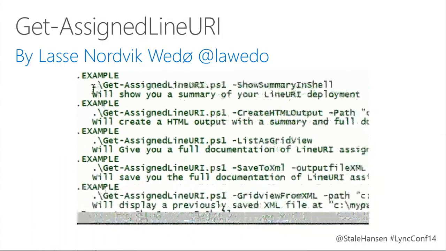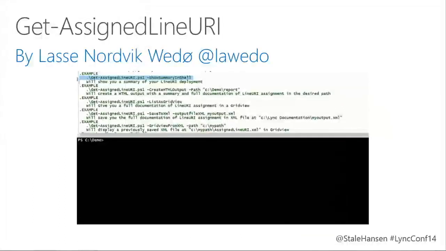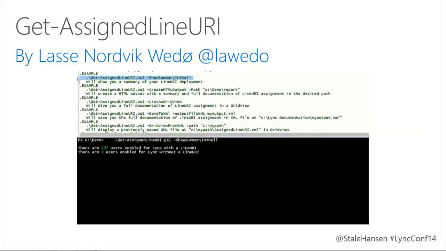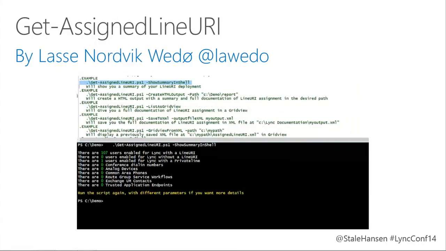So first of all, I want to show you the first commandlet where you can get a summary in the command line. So here I have 107 users enabled for Lync, and then I get details on all the other objects as well. Cool? Yeah. So next is dumping into HTML, and this is useful for offline reporting, or if you want to port it in or update an internal intranet site or external site.